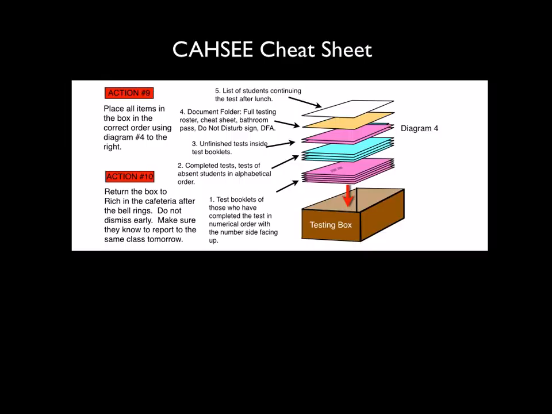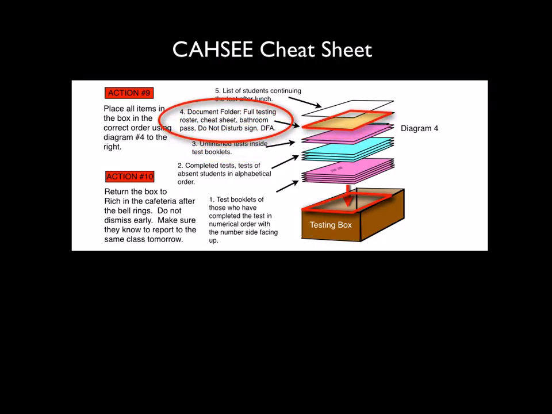Action step number 9 shows the order by which you need to place the items in the box. First, it begins with the testing booklets at the bottom. Second are the completed tests. As mentioned before, if you have answer documents of absent students, they need to be placed at the bottom of this group of documents. Third are the booklets for students who have not finished the test with their answer documents inside the front cover.